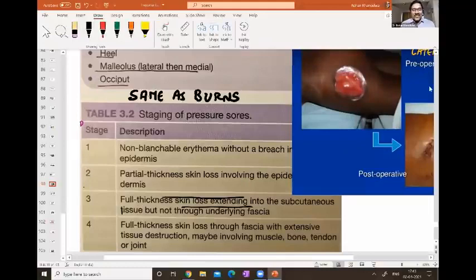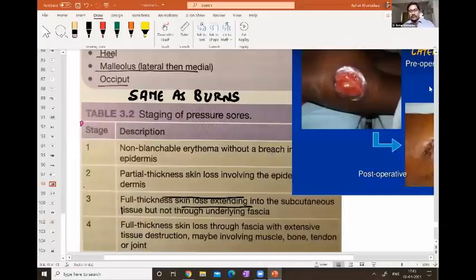Tricia is asking, random flap is not based on any blood vessel. Still, the flap has its own blood supply. Tricia, you didn't listen carefully. I said it is not based on any named blood vessel. So it does have its own blood supply, but it is not based on a named blood vessel.